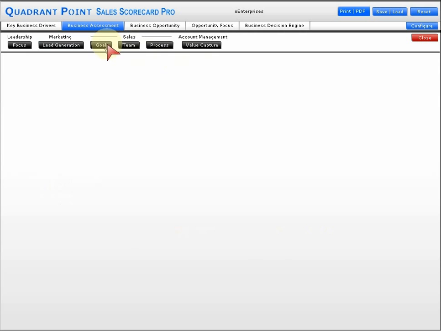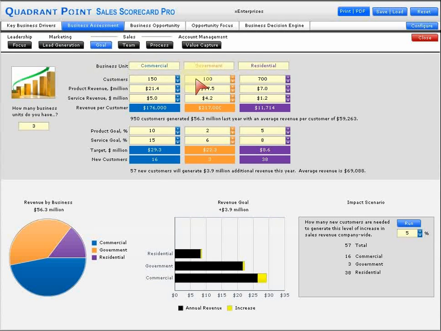Sales goal. Quickly zero in on the business units within the company in terms of how many customers, revenue stream, both product and service level, get an average revenue per customer, get a quick snapshot on that, and for the company as a whole. In this example, 950 customers generating $56.3 million. Average revenue per customer, $59,000.